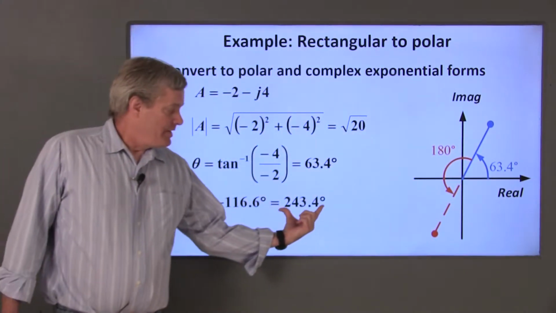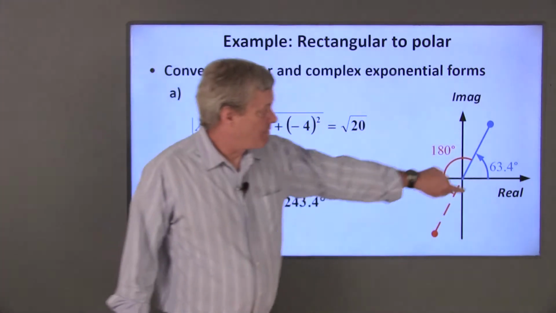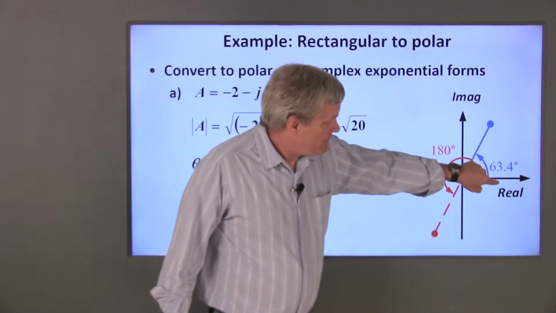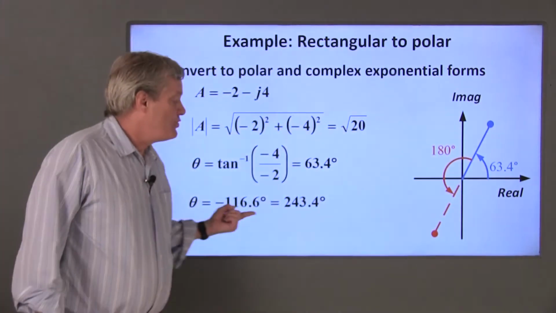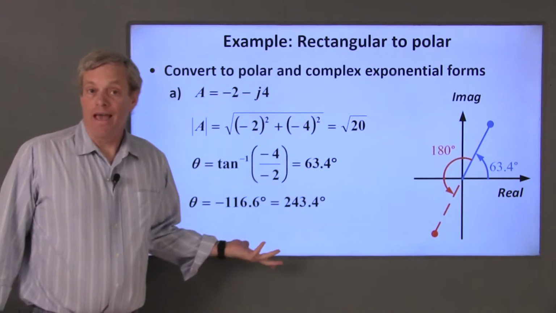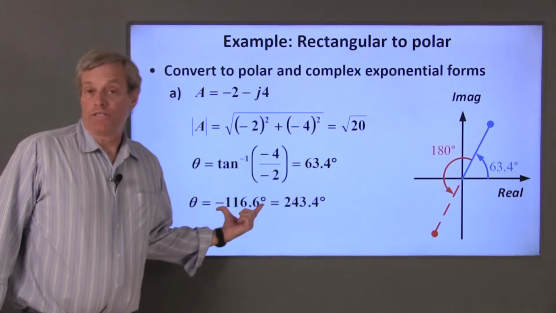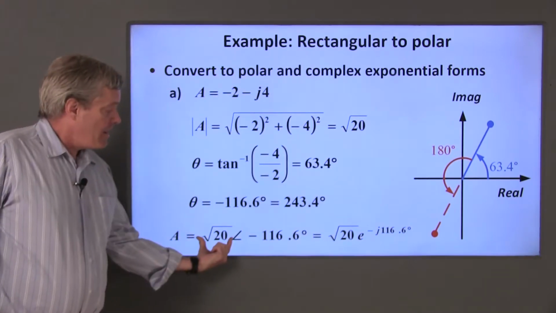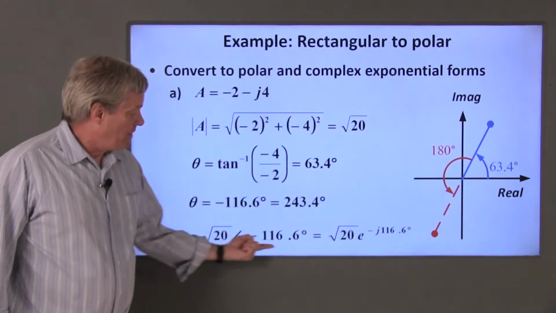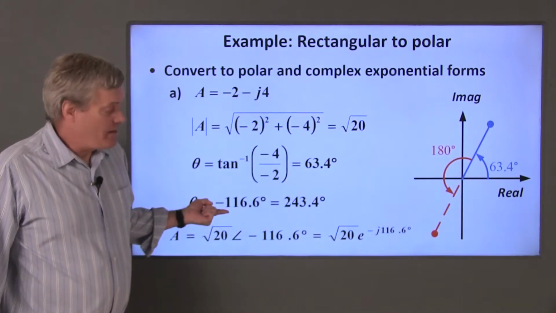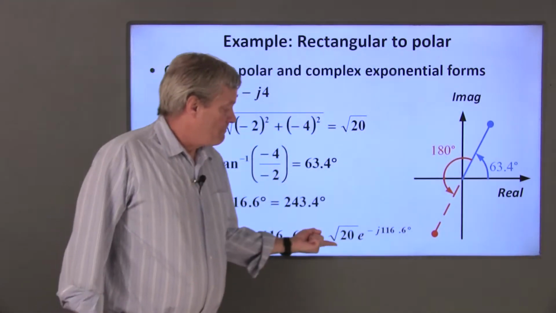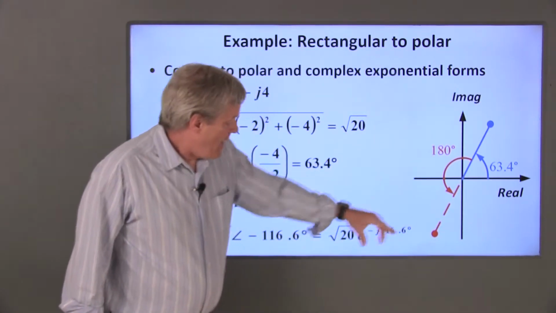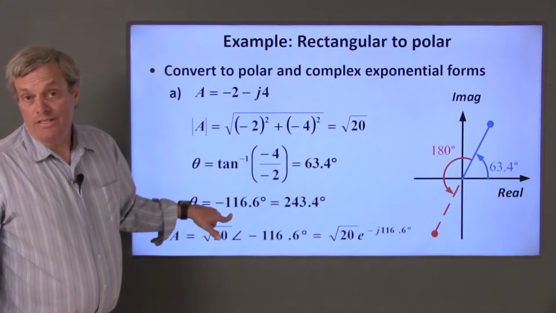If I add 180 degrees, I get 243.4 degrees in this direction, or -116.6 degrees in the negative direction. I can choose either of these numbers. They're both the same angle. I'm going to choose -116.6 degrees. So in polar form, a is the magnitude, square root of 20, at an angle of negative 116.6 degrees. In complex exponential form, it's the square root of 20, the same magnitude, e to the j times the angle, which is negative 116.6 degrees.